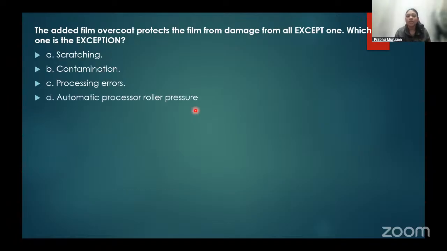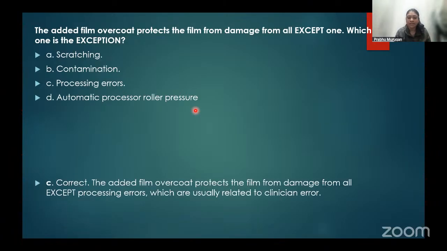The last one is automatic processor roller pressure. Yes, definitely. Your overcoat has to be flexible and it has to withstand the pressure when it is passing through the automatic processor, right? So all the other options are correct except for option C, that is your processing errors. Okay.